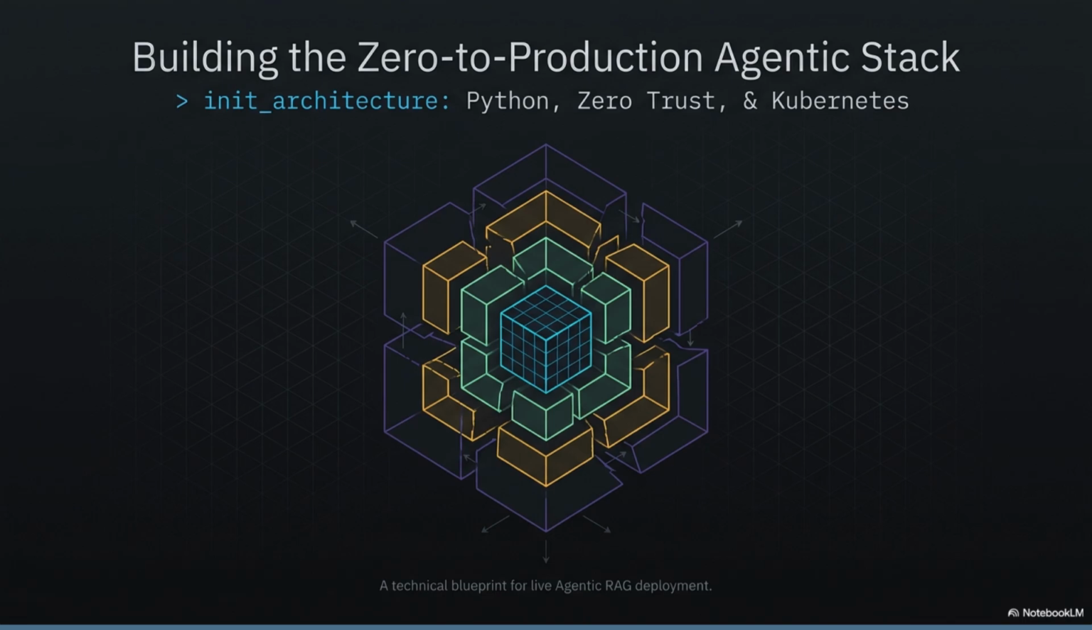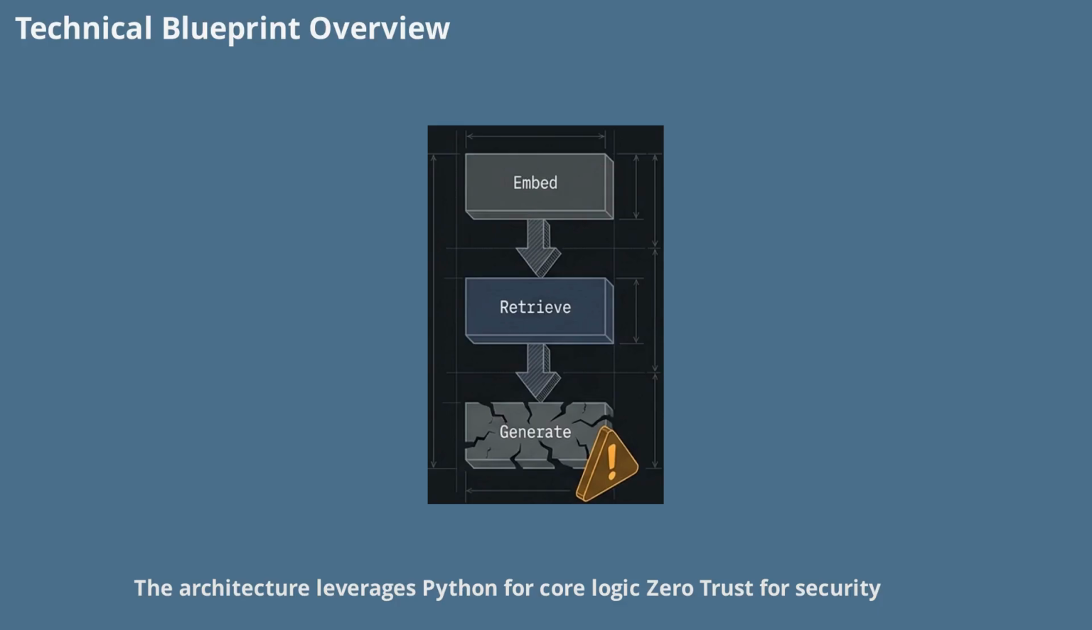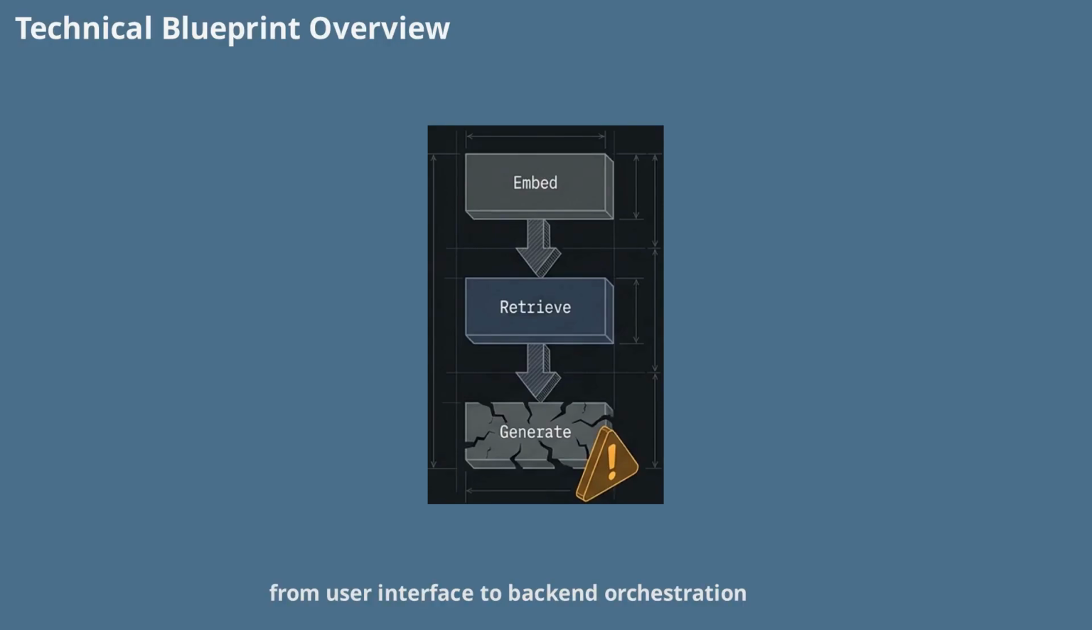Let's begin with the technical blueprint for a live agentic RAG deployment. The architecture leverages Python for core logic, zero trust for security, and Kubernetes for orchestration and scaling. This combination ensures that your agentic stack is both flexible and resilient. The blueprint outlines how each component interacts, from user interface to backend orchestration, and highlights the importance of modularity and observability. As we move forward, keep in mind how each layer contributes to the overall reliability and security of the system.